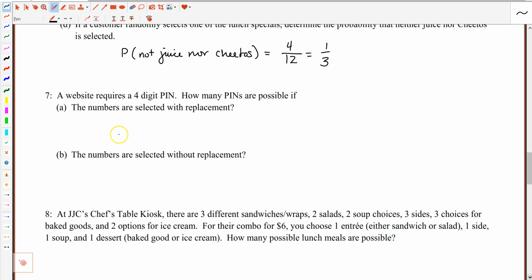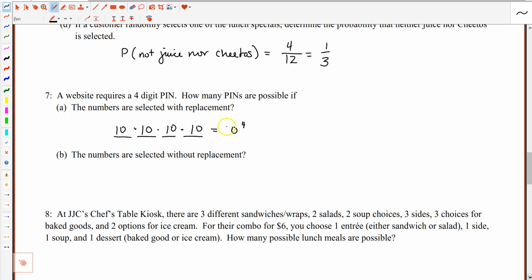So it has to be a 4-digit PIN, so I'm going to put down 4 blanks for each of the possible digits. In each of the spots you can have the number 0 through 9. So there are 10 options here. And with replacement means that whatever number you pick for the first spot, if you wanted to, you could pick that same number again for the second spot. So you still have 10 options for that second spot. Then you would have 10 options for that 3rd digit in your PIN, and then 10 options for that 4th digit. So then we're going to multiply all of those together.